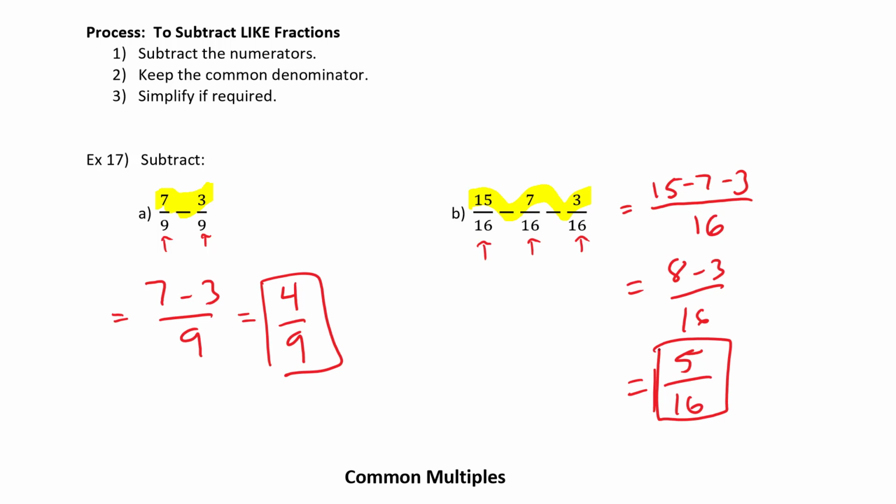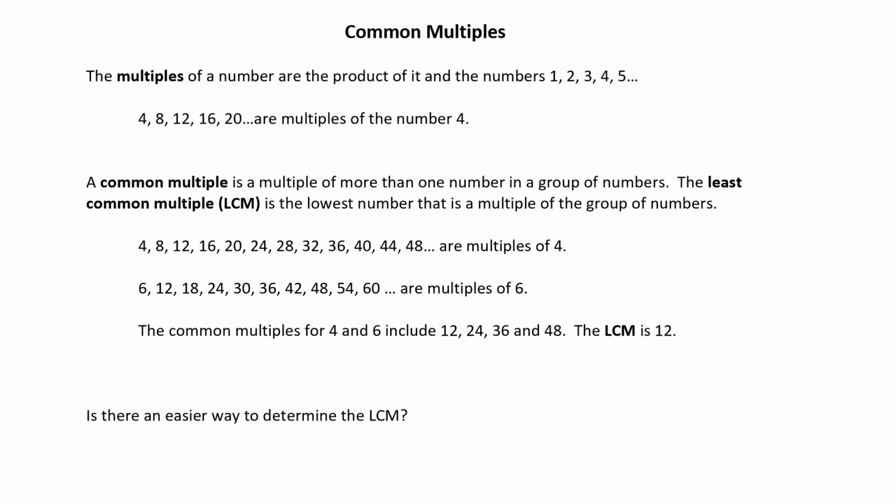Once again, this is very simple. You keep the denominator the same, and you do the math on the numerators, whether it's addition or subtraction. Let's talk about common multiples. What is a multiple? A multiple of a number are the product of itself and another number.